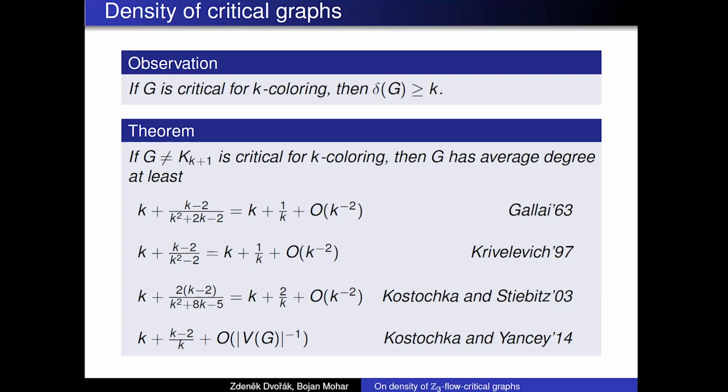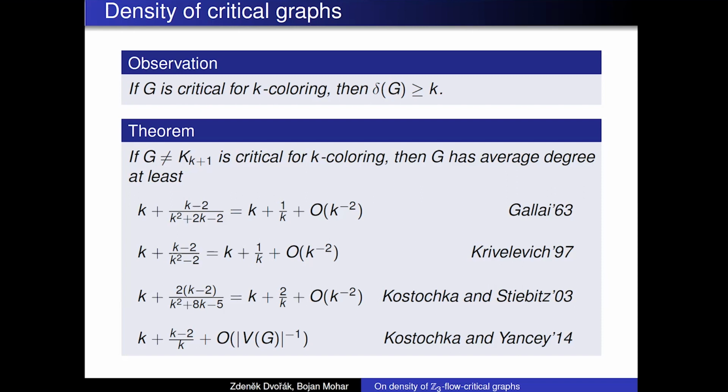So what he proved is this bound of K plus something, which is on the order of K plus 1 over K. And this bound was slowly improved. So Krivelevich did some fairly small improvement, which stays on the same order of magnitude. And then Kostochka and Stiebitz basically doubled this second term, so they got to the order of K plus 2 over K. And then Kostochka and Yancey proved this bound of type K plus K minus 2 over K plus something which decreases as the size of the graph gets down.